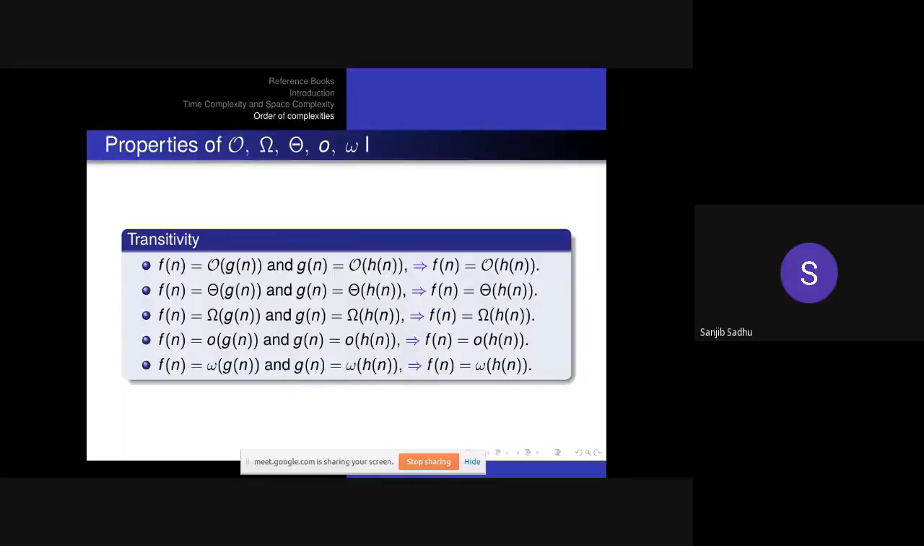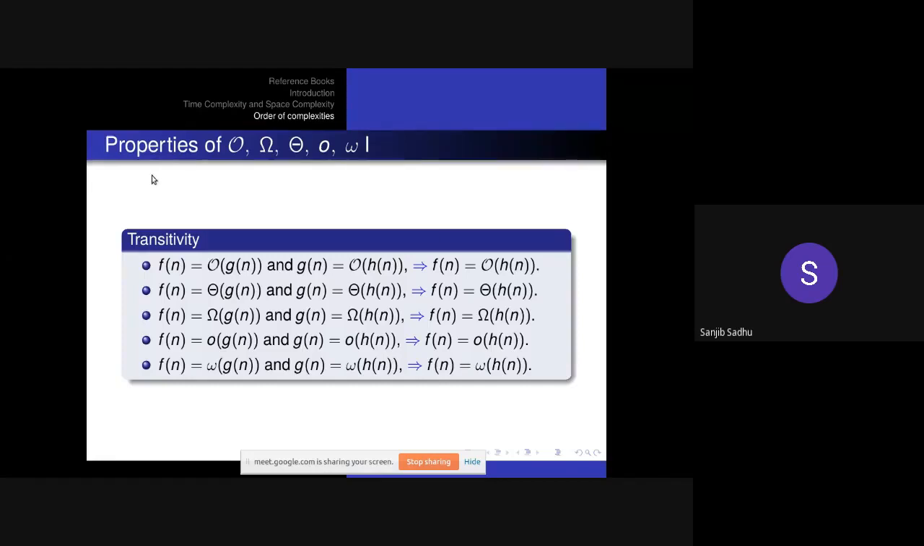Beta, small o, and small omega. Okay. Now there are some rules, meaning the properties, for all these notations. Number one is the rule of transitivity. What do you mean by transitivity?